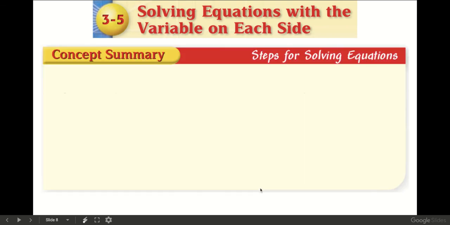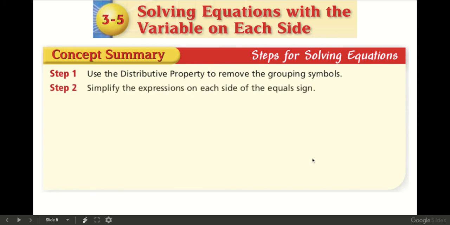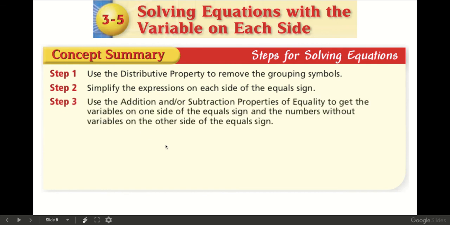So let's look at the key concept here to wrap it up. So some steps for solving equations. You have step one, use a distributive property to remove any grouping symbols like parentheses. Step two, simplify the expressions on each side of the equal signs. Step three, use addition or subtraction properties of equality to get the variable on one side of the equal sign or the other. It doesn't matter which side, okay?